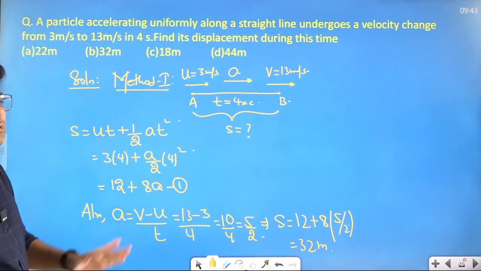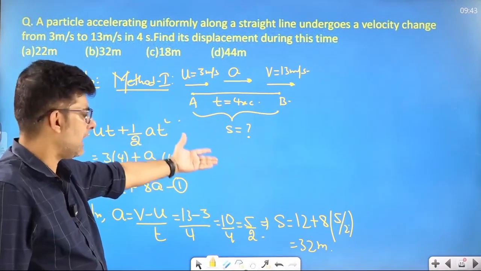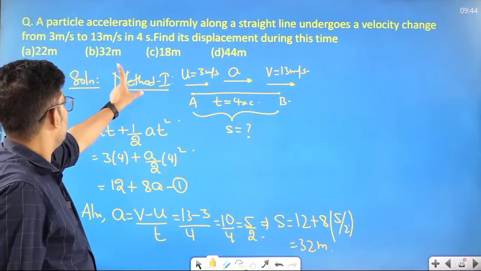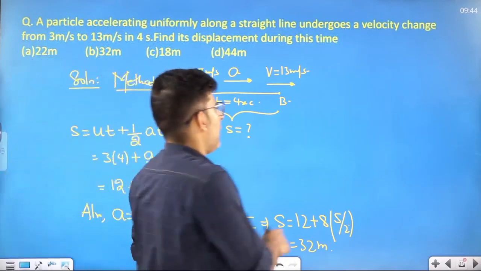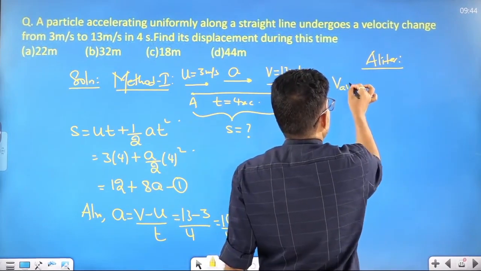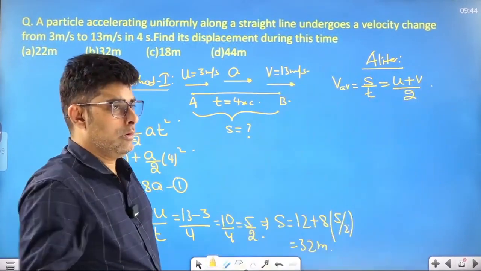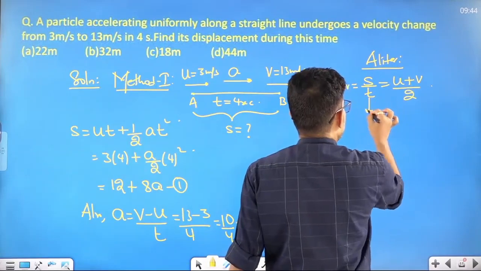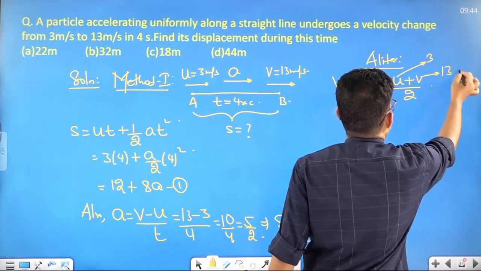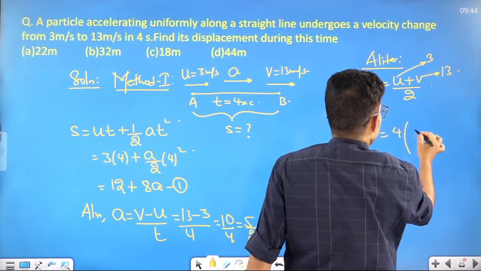So this is the main method which students use, and till class 10th they have been taught to do like this. But remember, if you see that acceleration is not mentioned, what shortcut can you apply? Did I also say that average velocity s by t is also u plus v by 2? Now, what is the time taken? 4 seconds. What is the initial speed? 3. What is the final speed? 13. So what is the value of s? 4 multiplied by 13 plus 3, 16 by 2.